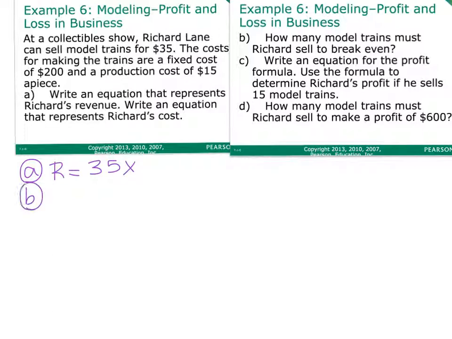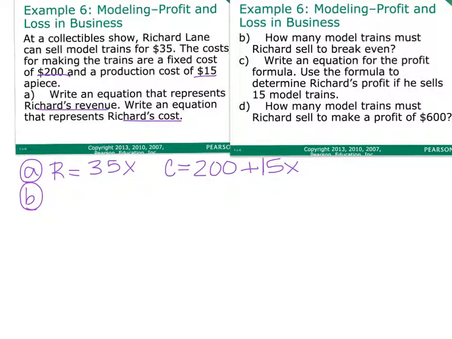Part B. How many model trains must Richard sell? Oh, sorry, I didn't do the second part of the first question. We have Richard's revenue. The second part asked us to write an equation for Richard's cost. Well, Richard has a fixed cost of $200, so that's kind of like his rent. He pays $200 a month no matter what. It doesn't matter how many trains he makes, so it's not going to be increased by variables. It also costs him $15 to make the trains, so it's $15 times however many trains he's going to make, so that's his cost equation.